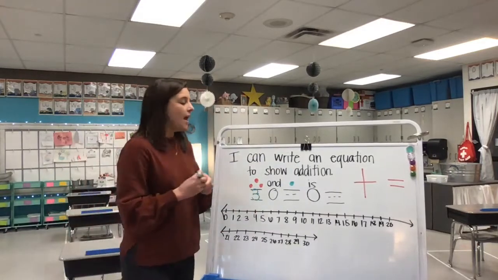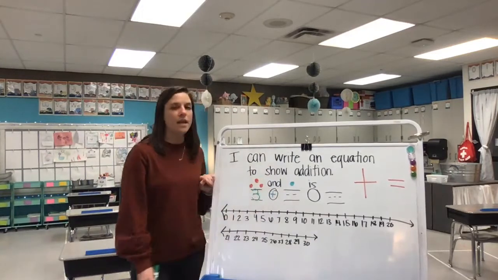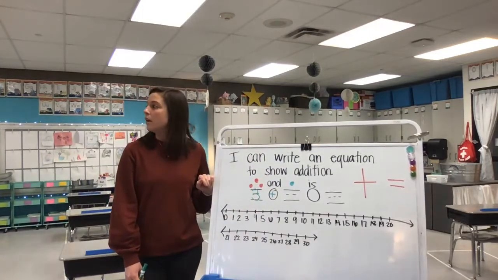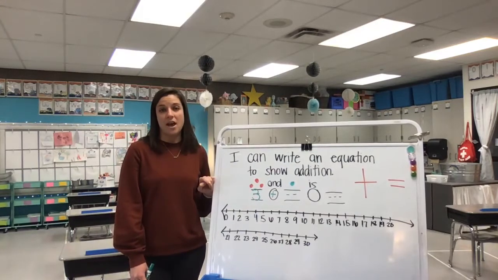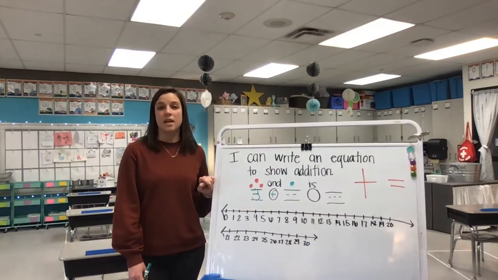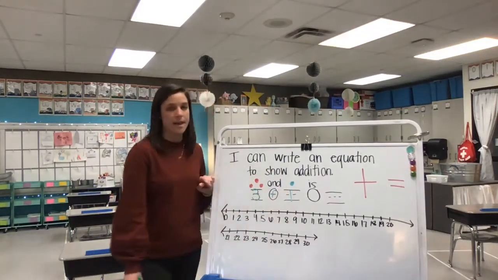Okay, and then I have my word and, which means plus or add. So I'm going to put my plus sign or addition symbol in there. And then I also have my next dots. How many do you see of the green dots? 1. So I'm going to put a 1 on the next line.